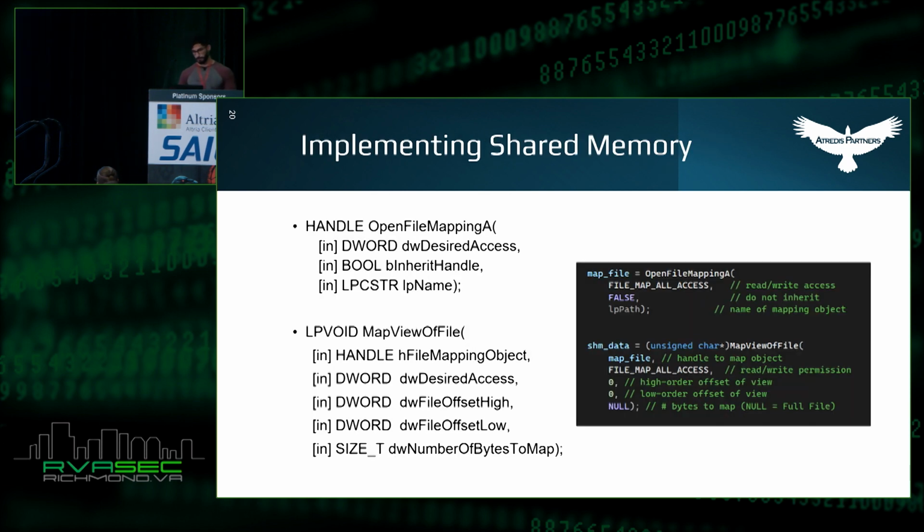To implement shared memory on Windows, it's very simple. You call these 2 functions, OpenFileMappingA and MapViewOfFile. OpenFileMappingA just returns a handle, so it takes in 3 arguments, but it returns a handle to the shared memory. And MapViewOfFile will actually map the shared memory that you opened the handle to into your process. So you can think about it as CreateFile and ReadFile, if you're familiar with Windows.